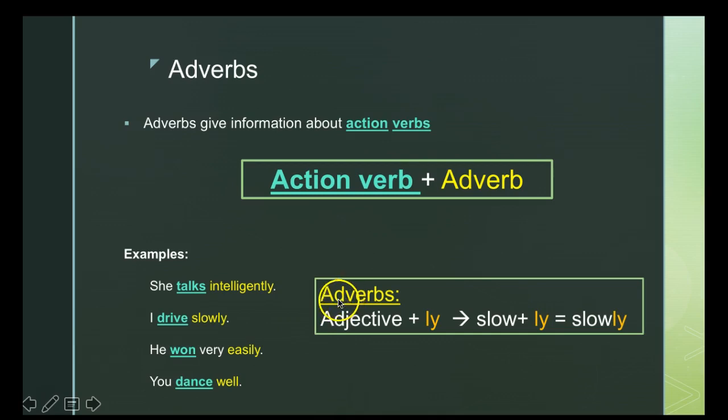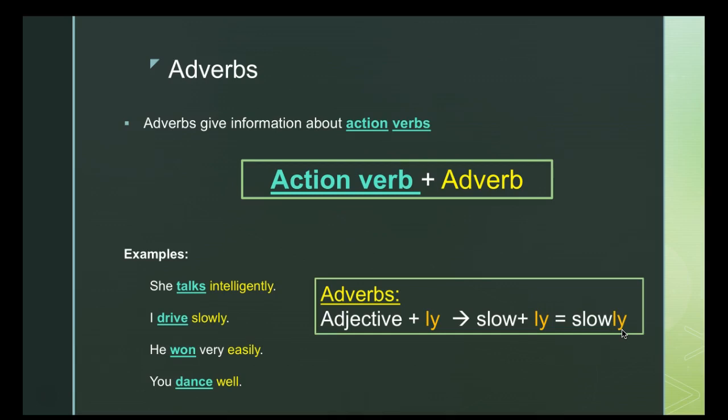And you will notice for the adverbs, it's simply the adjective plus ly. So for example, the adjective is slow, so we add ly, and the adverb is slowly. Okay?